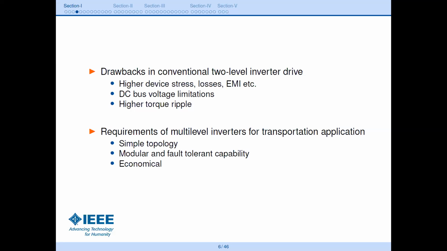The requirements for that topology: it should be simple, not complex. Of course, with multi-level capability and all its advantages, it should be modular and have fault tolerant capability. You know that increasing the number of switches and devices increases the cost. So the topology should be economical for usage, else it will be hard for the industry and the consumers to accept.